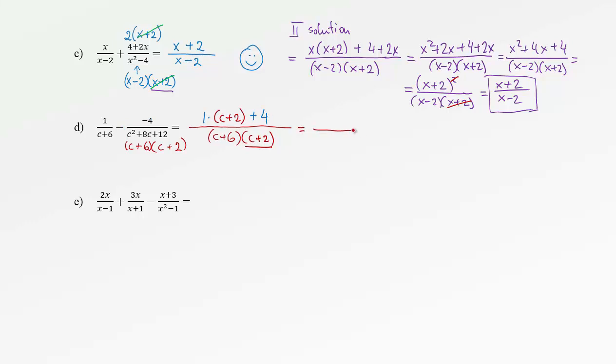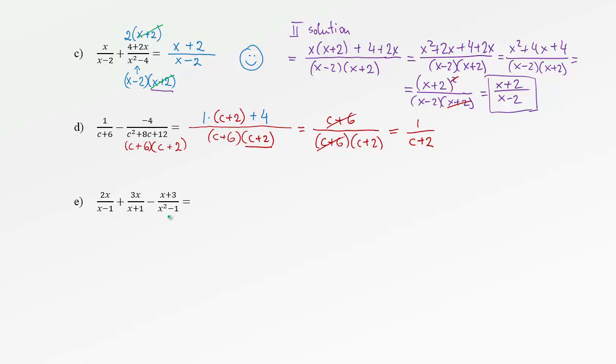Okay, let's combine like terms. So we have c plus 2 plus 4, we have c plus 6. And in the denominator we have c plus 6 times c plus 2. So c plus 6 can be reduced. We end up with 1 over c plus 2.